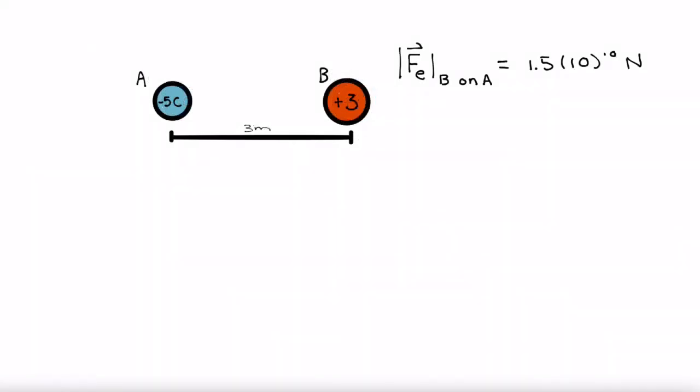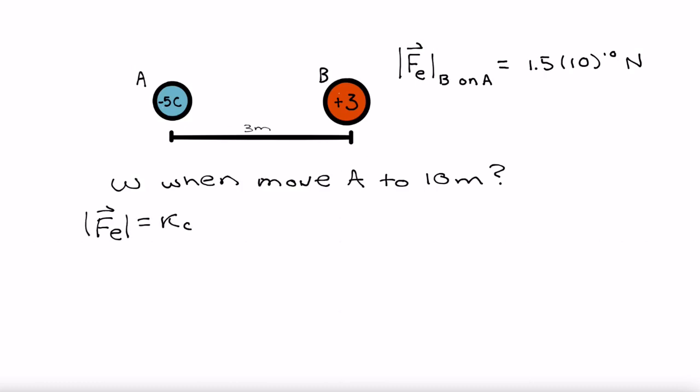Okay. For the second part of this problem, we're asked to find the work when we move object A, or the charge A, to 10 meters away. Okay. So we're going to use the same equation, that the magnitude of the electric force is equal to Coulomb's constant times the absolute value of charge 1 times charge 2 over the square of the radius. So we need to find the force at 10 meters. And we'll use this to find the average force from 3 meters to 10 meters.